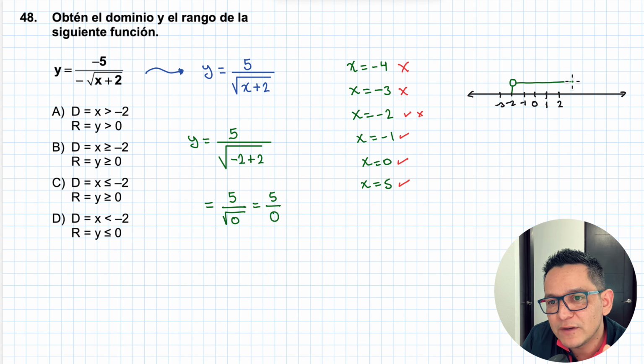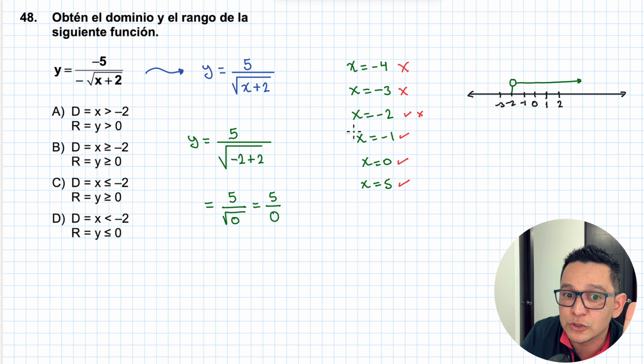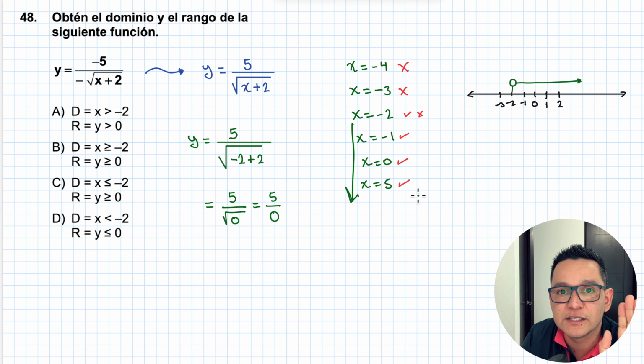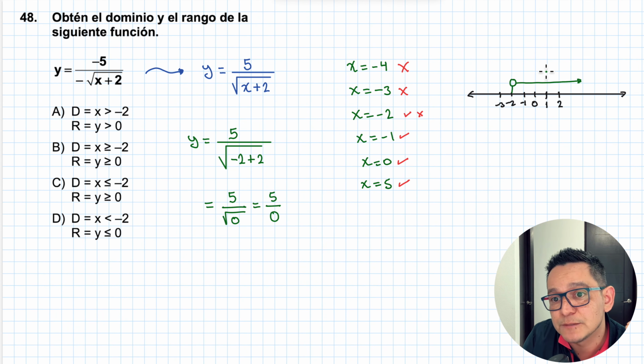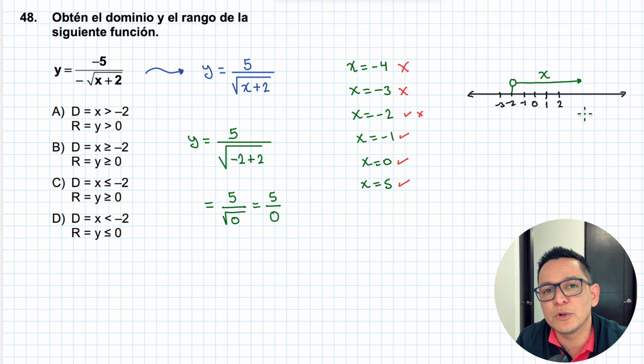Now I'm going to draw an arrow pointing to the right. Why am I drawing it to the right? Because we already saw that starting from -2, without actually being -2, it can take those values. I mean, it can be -1.5, and so on. So the domain will be that interval of values that goes from -2, without including -2, up to infinity.